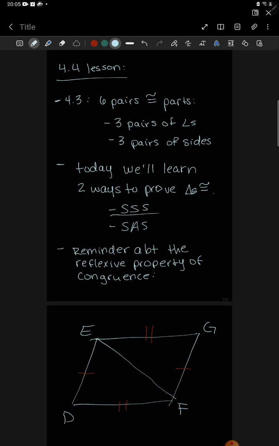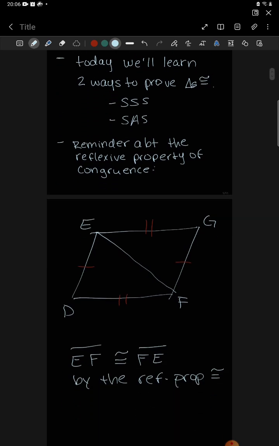The first way is side, side, side. The second way is side, angle, side. Both of them have 3 parts each. That's half as much as what we've already done.